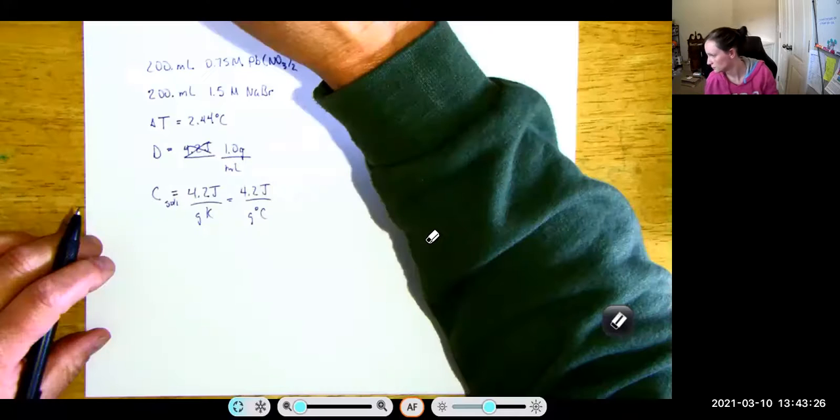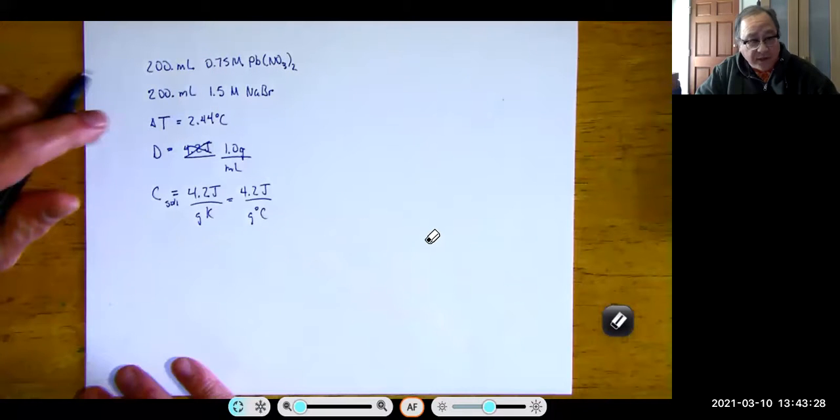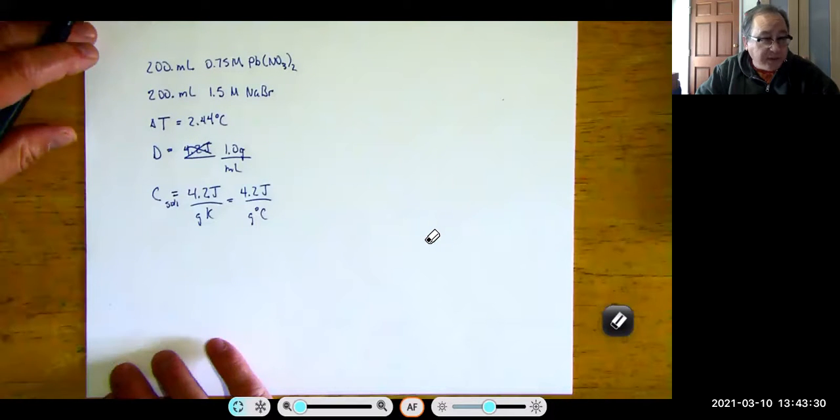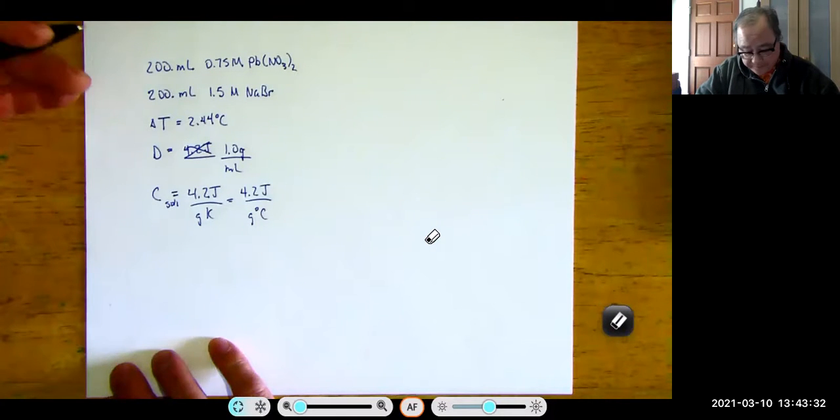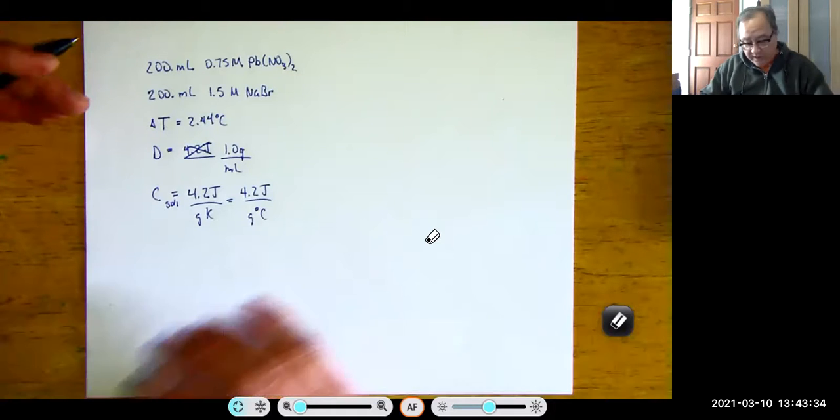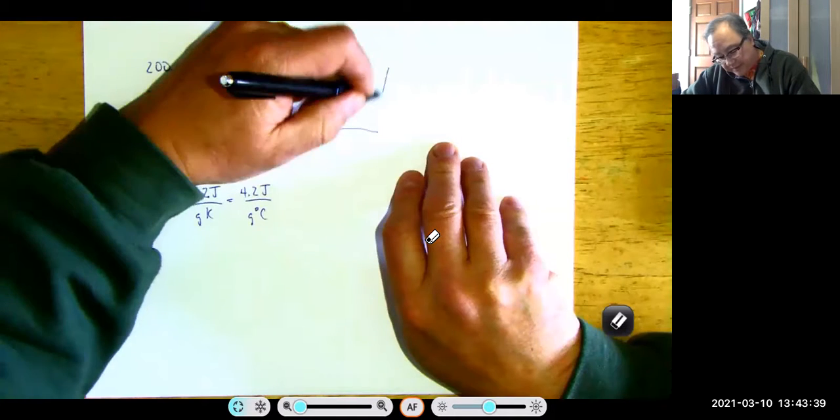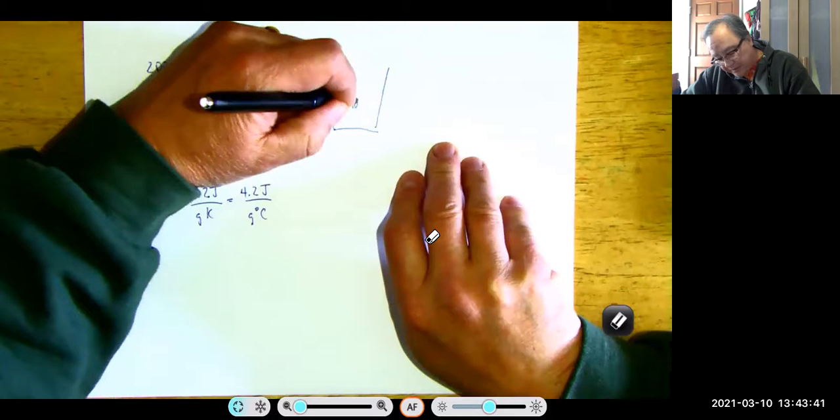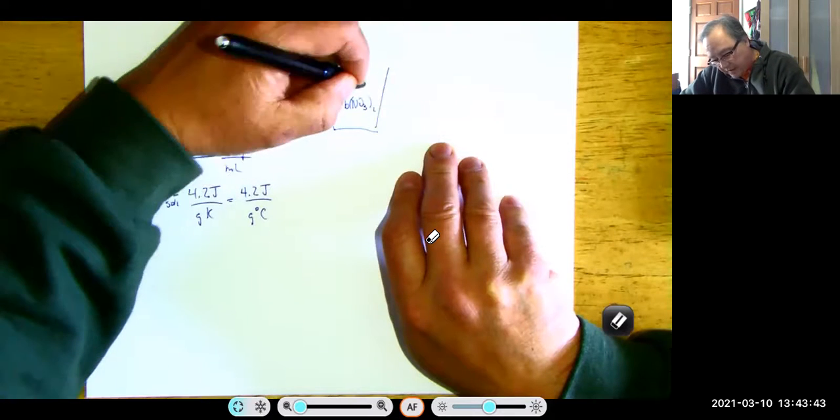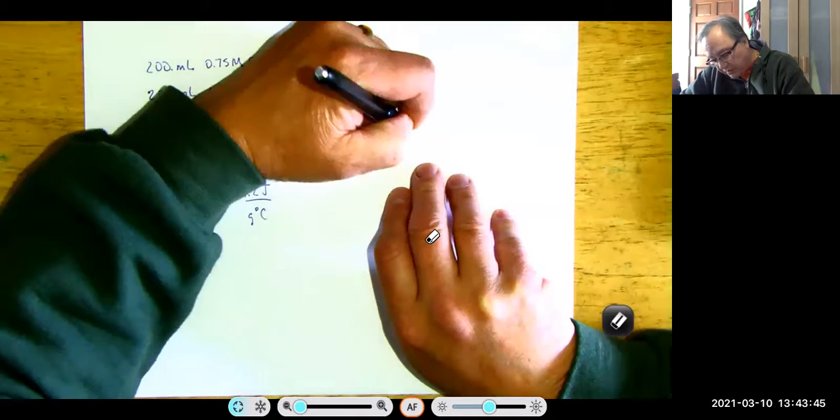Okay, now you saw on the previous problem, I like to start off with Q plus Q equals 0, right? So here you have this solution with lead 2 nitrate, and you have the solution with sodium bromide.